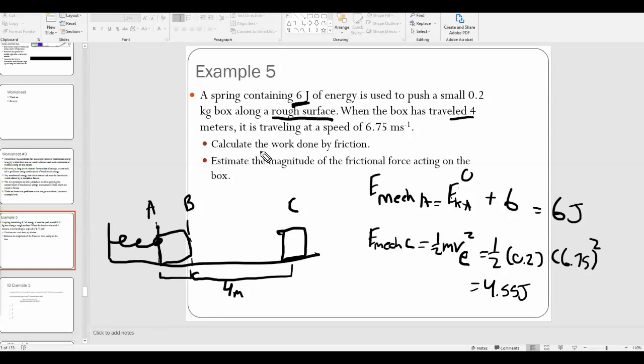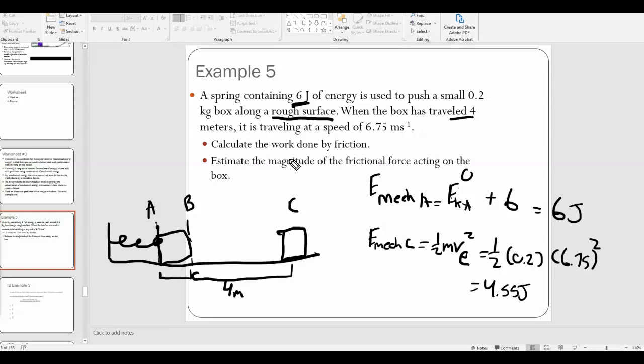Now we get to this question. Calculate the work done by friction. You're not using the work equation in this problem. Okay, this is a concept question. Think of it this way. We start with 6 joules of energy. We now have 4.55 joules of energy. Where did the energy go? Okay, well, that means that we must have lost energy due to work being done by friction.